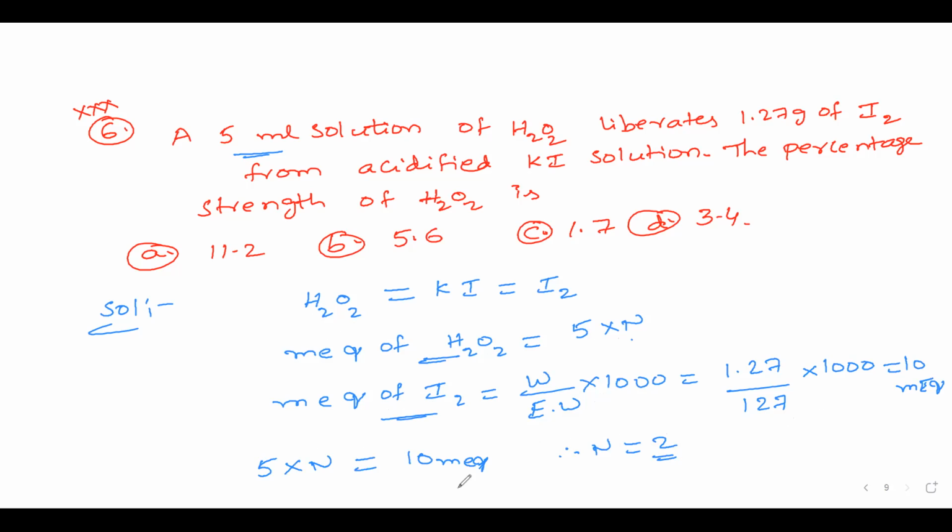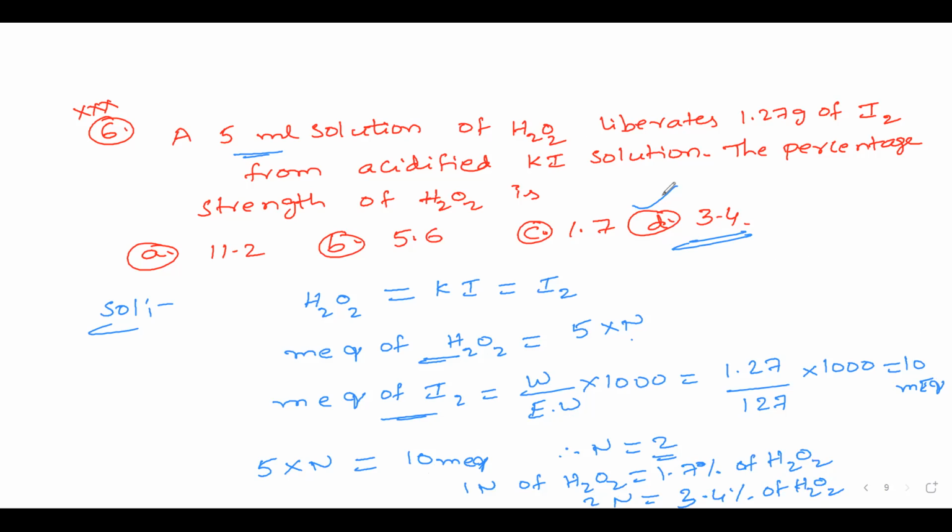So 1 normality of hydrogen peroxide is equal to 1.7% of volume strength of hydrogen peroxide. So therefore 2 normality is equal to 3.4 percentage of volume strength of hydrogen peroxide. So the answer is 3.4. Very, very important question. Questions like these are expected for entrance exams. So the answer is 3.4 percentage.